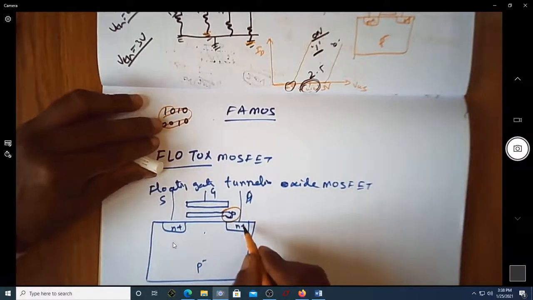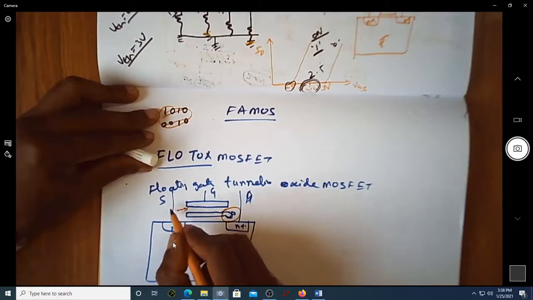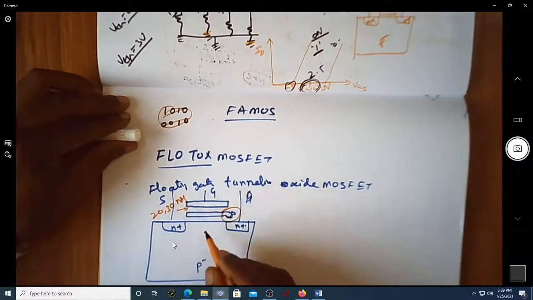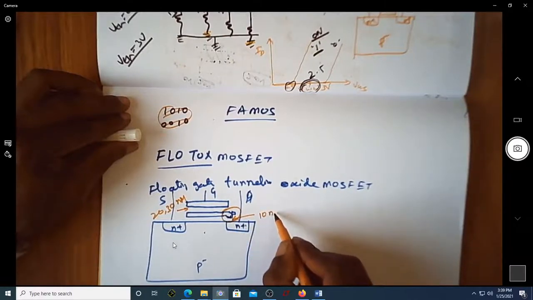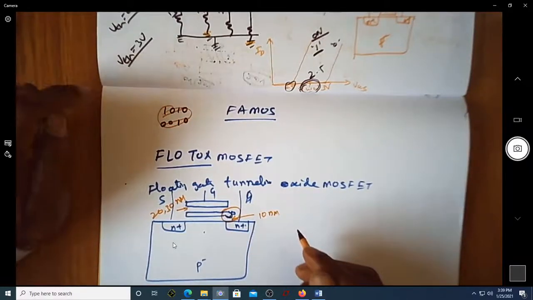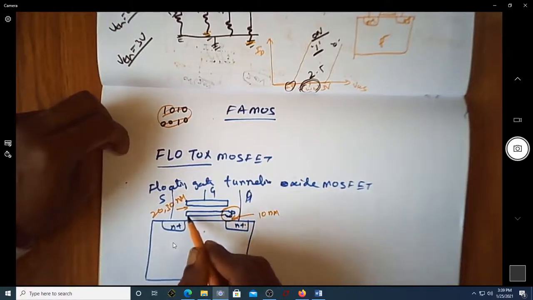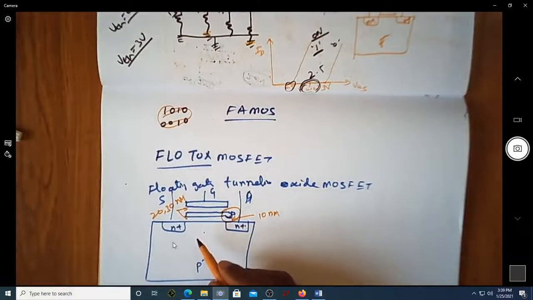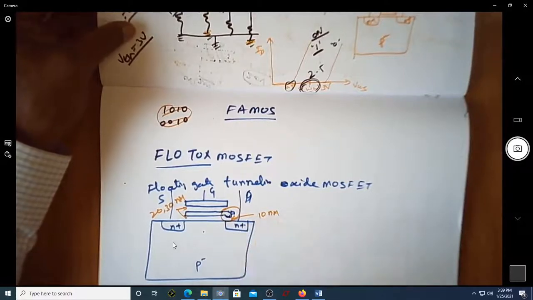Now this is a major difference that comes in here. You can see this is the drain, this is the gate, the floating gate structure. Usually these dimensions are 20 to 30 nanometers of separation, whereas this particular one will be hardly 10 nanometers. That is, towards the drain side, the gate will be a bit closer to the drain as compared to the source. So at the source you have maybe around 20 to 30 nanometer separation, whereas over here it will be hardly 10 nanometer separation.